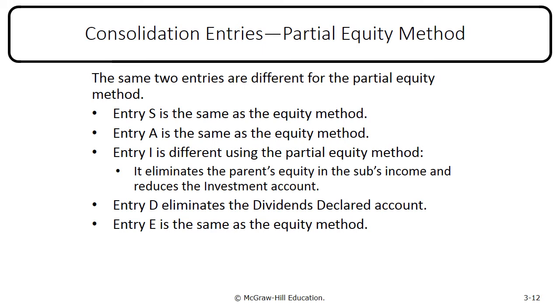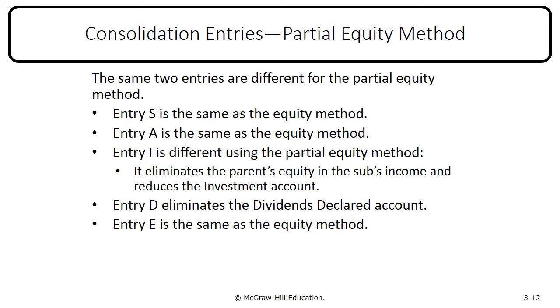So the assumption here, it looks like, is that the income is $100,000 that was recorded. Well, we need to eliminate that. So we will debit the equity and subsidiary earnings for $100,000 and credit the investment in Sun Company because we would have recognized it in the investment account.